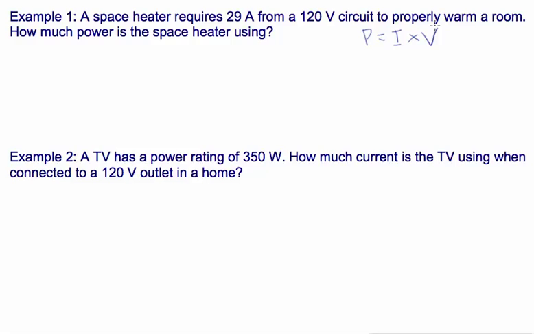So let's look at what we know. A space heater requires 29 amps. That means it's current. From a 120 volt circuit, it's our voltage, to properly warm a room. How much power is this space heater using? So power equals current times voltage, and you get 3,480 watts.